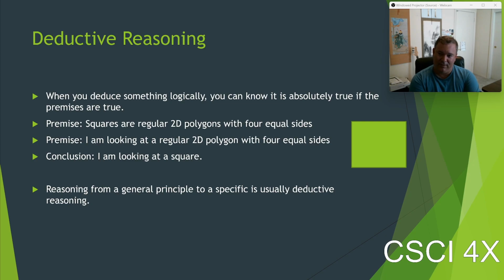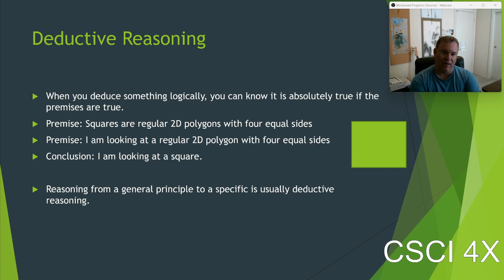So we are going to be staring at this thing here. And we say squares are regular 2D polygons with 4 equal sides. Premise, I am looking at a regular 2D polygon with 4 equal sides. I actually don't think that is, I think it's a rectangle, come to think of it. Conclusion, I'm looking at a square. Okay. So this is deductive reasoning. Truth tables, deductive reasoning. And then fallacies are problems with deductive reasoning, right? Affirming the consequent, denying the antecedent are all deductive reasoning failures, let's say.